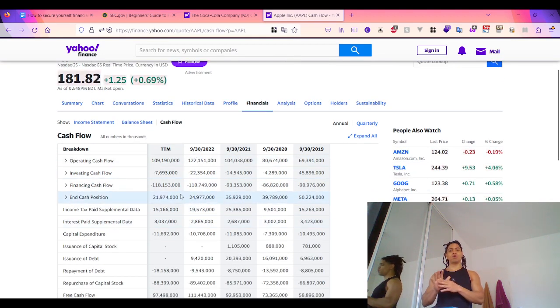So as well as the warranty obligations. Warranty obligations are obligations that a company has to fix or replace a defective product or a product that doesn't meet certain quality standards. So you have manufacturing warranties, parts, vehicles, service.